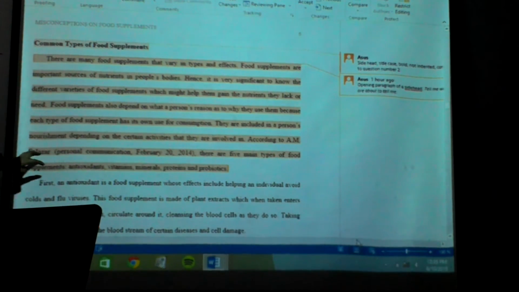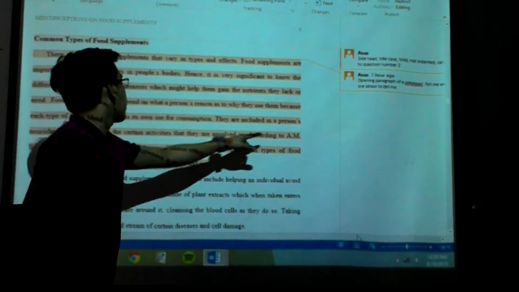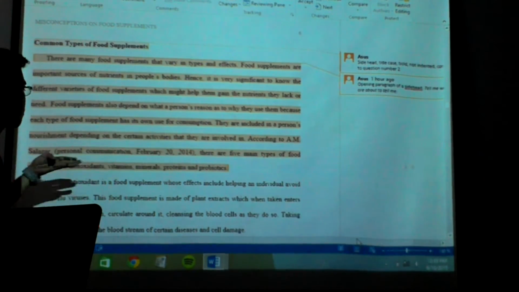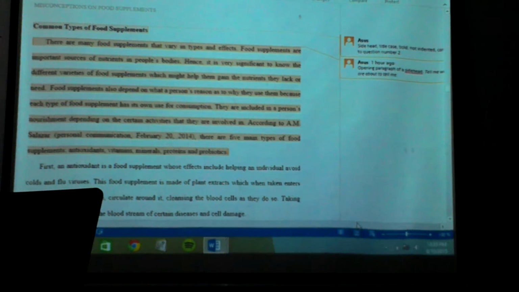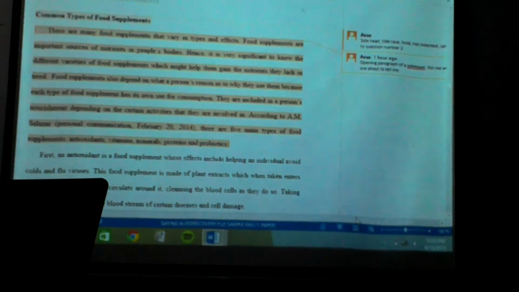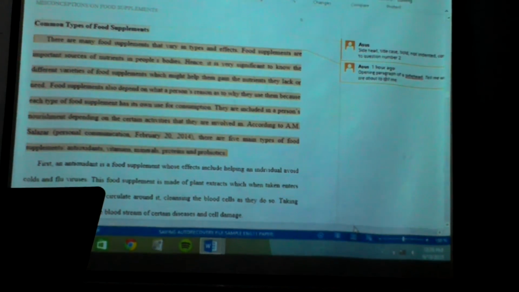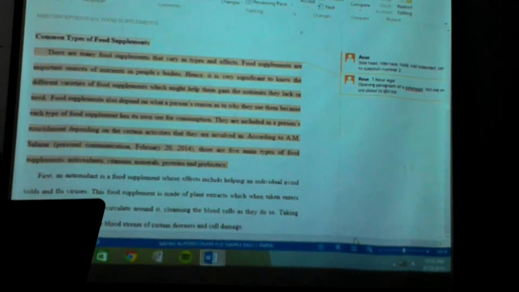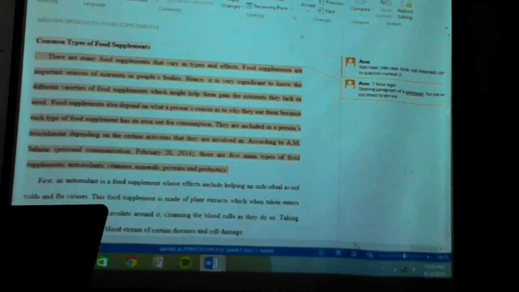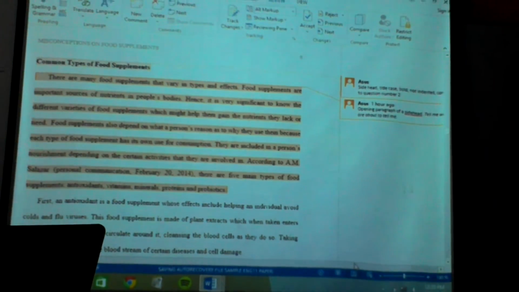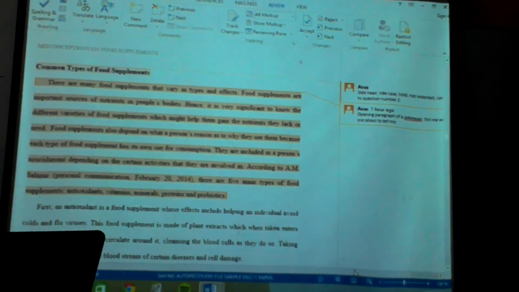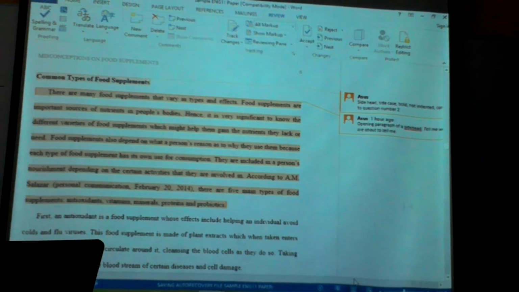This is, maganda to kasi very indirect siya. Sabi niya lang, okay, after a little introduction, according to A.M. Salazar, there are 5 main types of food supplements. So basically, what they are telling me is that there are 5 main types of food supplements, and that this is what the succeeding paragraphs are going to be all about. Make sense? But you can also be direct. You can open your assignment by saying, this section discusses the 5 main types of food supplements according to A.M. Salazar, Personal Communication, Feb 20, 2014, wrong format and date.